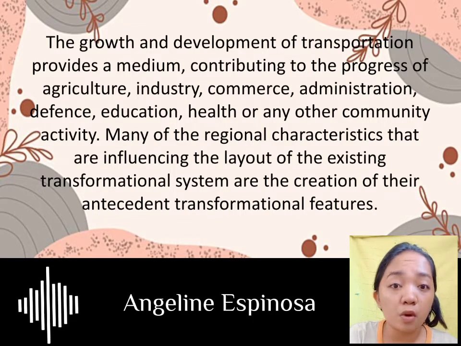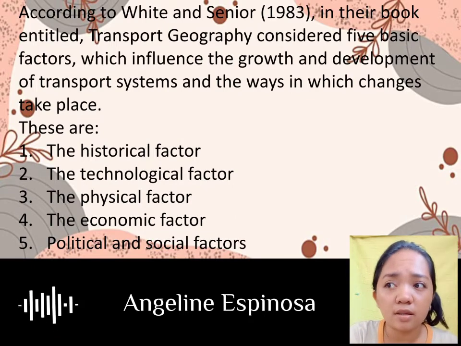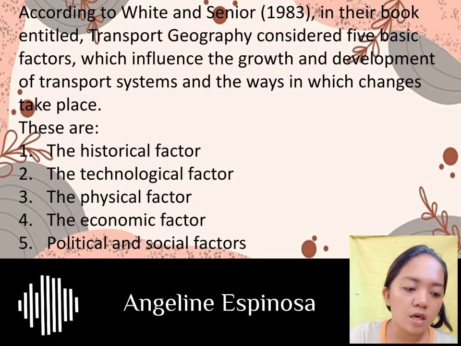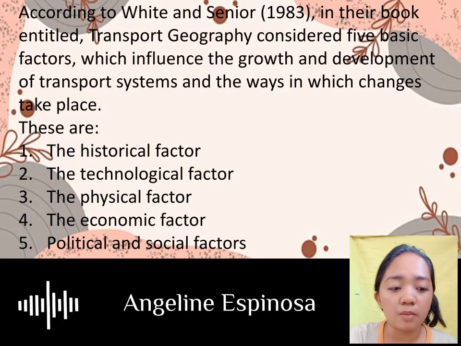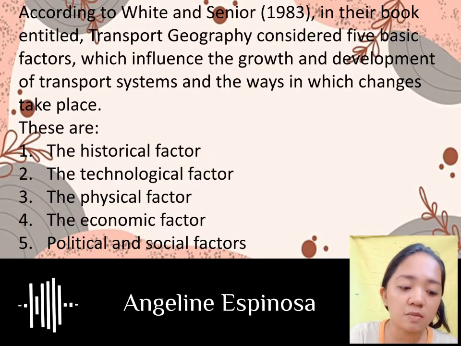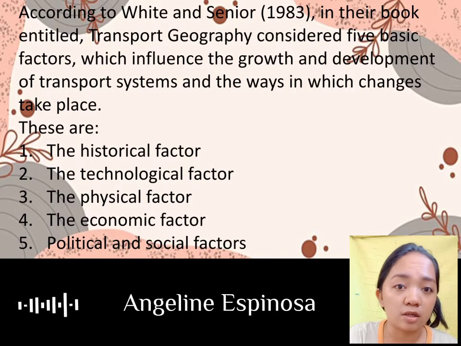It deals with getting the minimum cost plan to transport a commodity from a number of sources to a number of destinations. According to White and Senior, 1983, in their book entitled Transport Geography, they considered 5 basic factors which influence the growth and development of the transport system in the ways in which changes take place. The first one, the historical factor. This involves the location and pattern of the system, technological development, institutional development, and settlement and land use patterns.